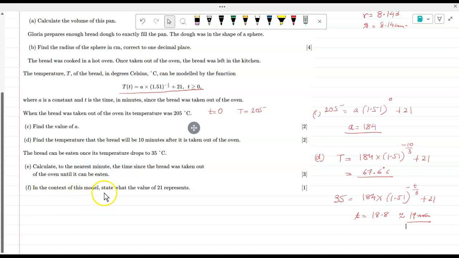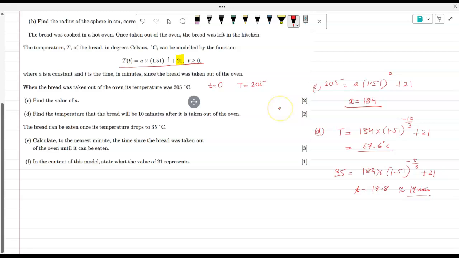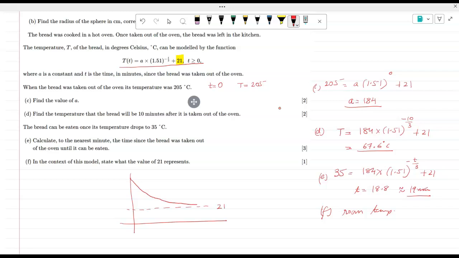In the context of the model, state what 21 represents. It's the room temperature. What is happening is this is an exponential decreasing function. The moment you take out the bread, 21 is the room temperature. It keeps on decreasing but will never touch 21. So 21 is your horizontal asymptote. No matter how long you keep the bread, it will never attain 21, theoretically. Realistically, it will be a little different.